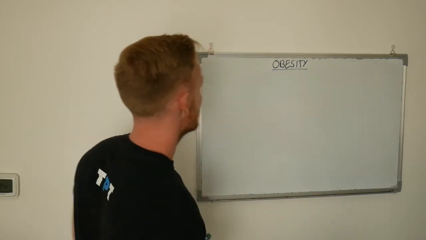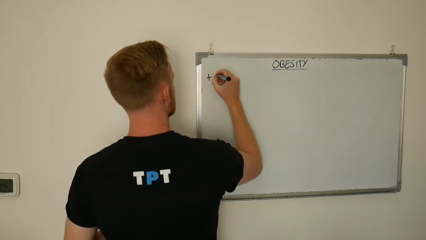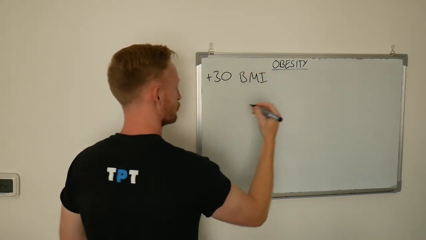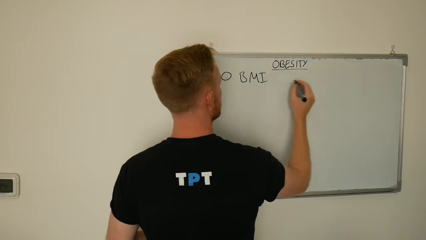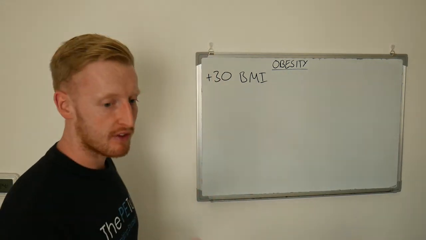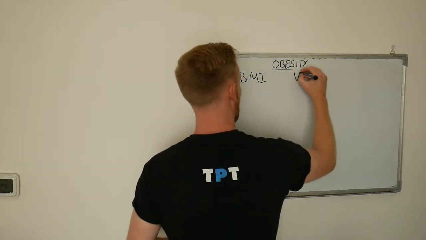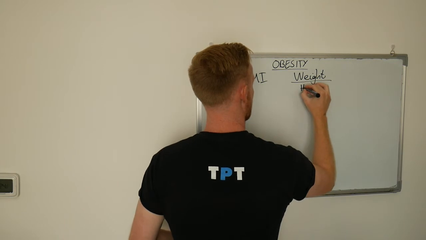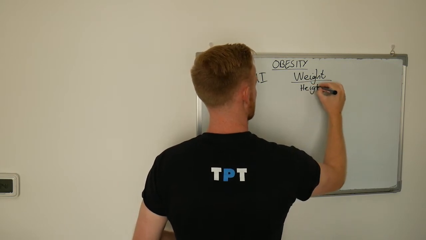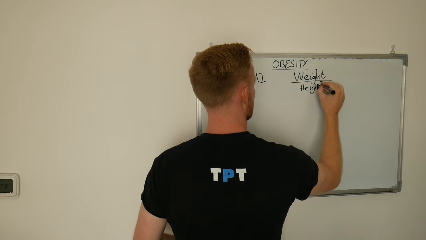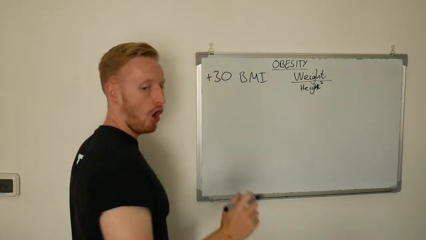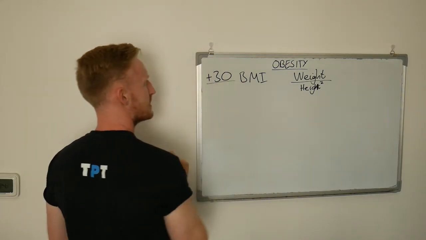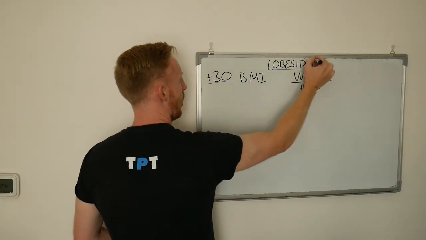Now the first thing you need to know is that obesity is above 30 on a BMI reading or BMI score. Now how do we actually arrive at this score? We have a person's weight divided by their height squared. So their weight divided by their height squared. Now if this number comes out as being above 30, then we would consider them to be obese.